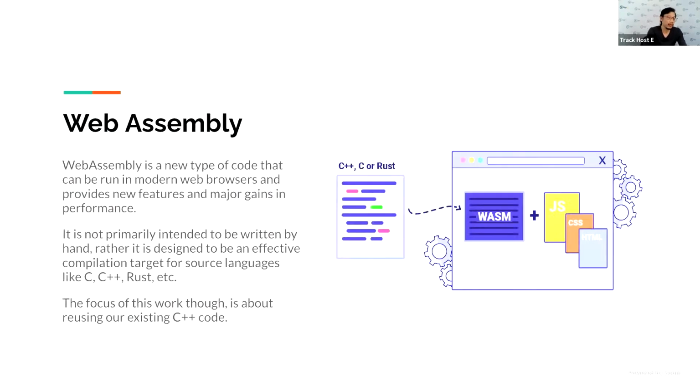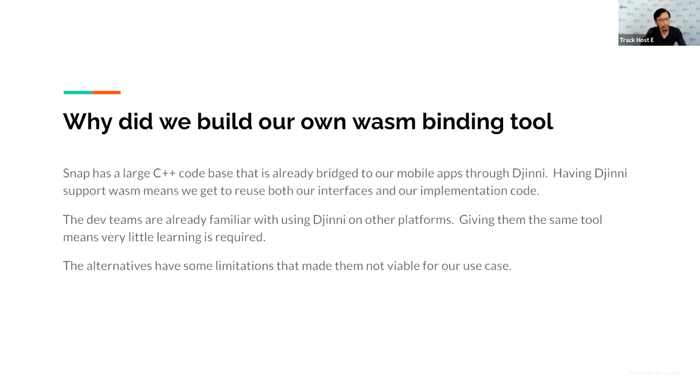For someone not familiar with WebAssembly, it is a kind of code that can be run in modern web browsers, just like JavaScript, and it has some advantage in performance. It's a compiled language, so it runs a bit faster than JavaScript. But the focus of this work is not exactly about performance. It's more about reusing our existing C++ code base.